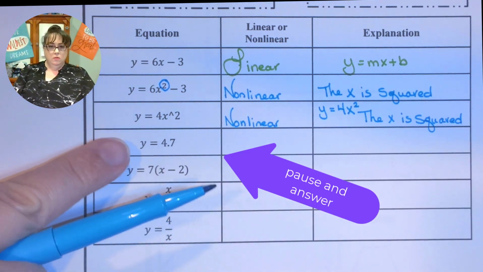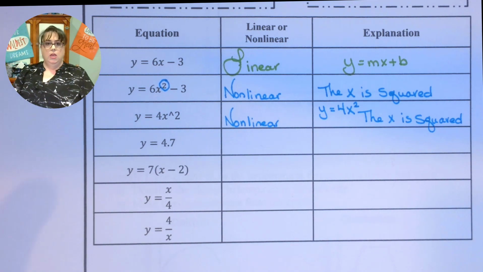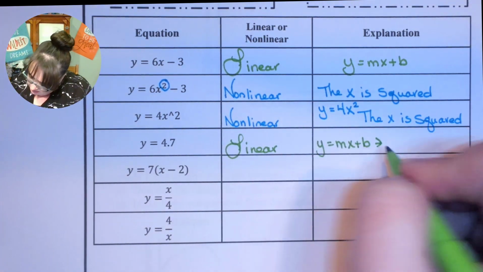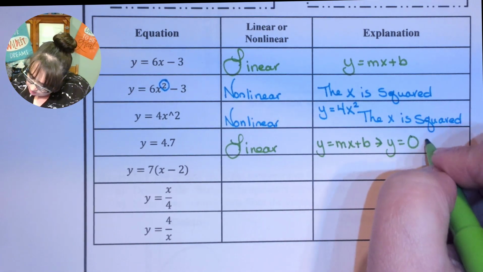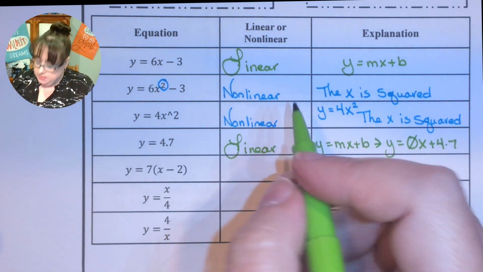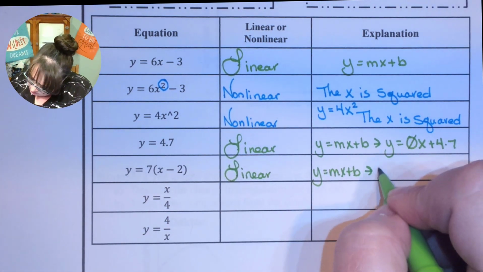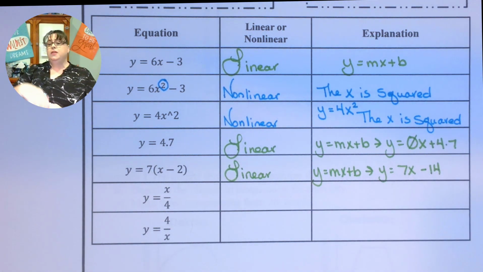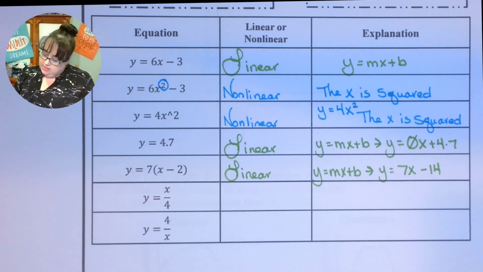Why don't you do the next two? If you thought the first one was linear, you're correct. This is y equals mx plus b. It just so happens that it's y equals 0x plus 4.7. And the next one is also y equals mx plus b. When you simplify it out, it's y equals 7x minus 14. So what did we say about fractions? Some fractions are and some fractions aren't. The fractions you have to watch out for are when the denominator is a variable. Otherwise, it's okay. So this one is linear.